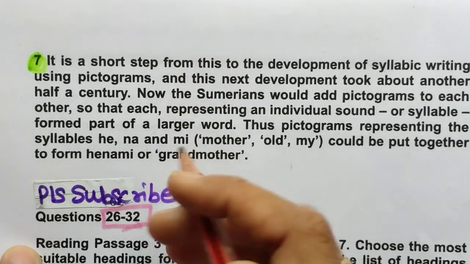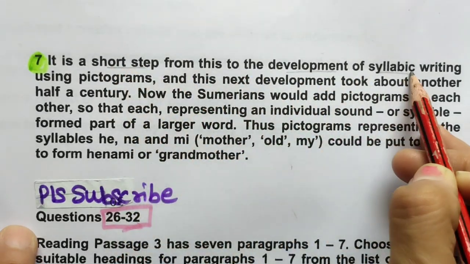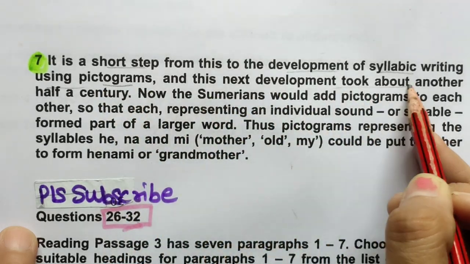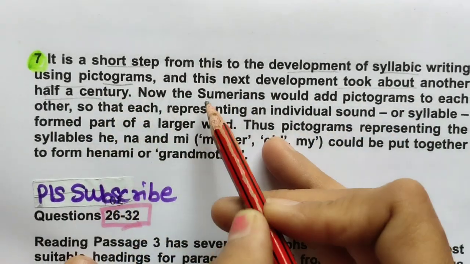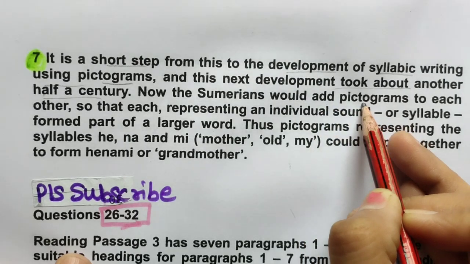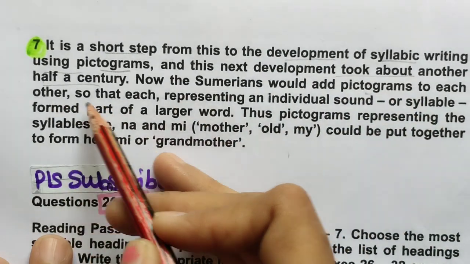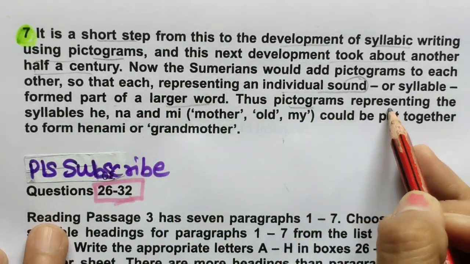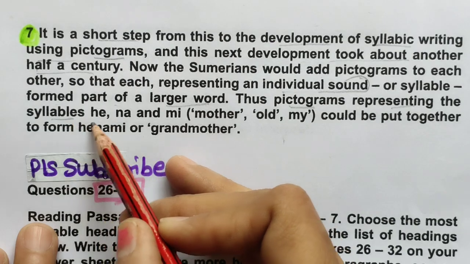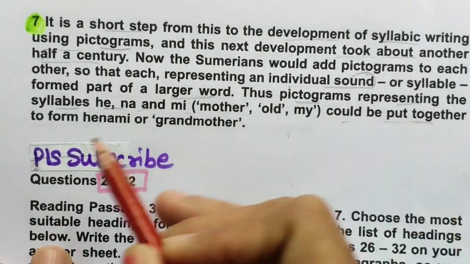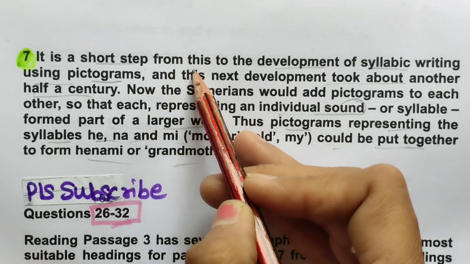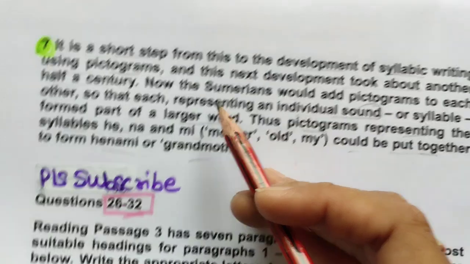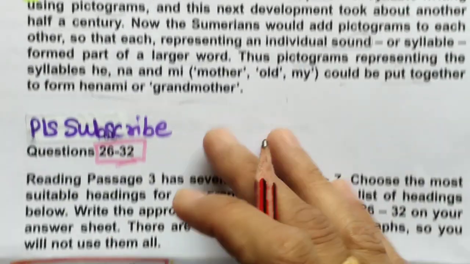7th paragraph. It is a short step from this development of syllabic writing using pictograms, and this development took another half a century. Now the Sumerians would add pictograms to each other so that representing an individual sound or syllable formed a larger one. These pictograms representing the syllables ha, he, ha could be put together to mean grandmother. Now they are saying visual is picture, sound is syllable.